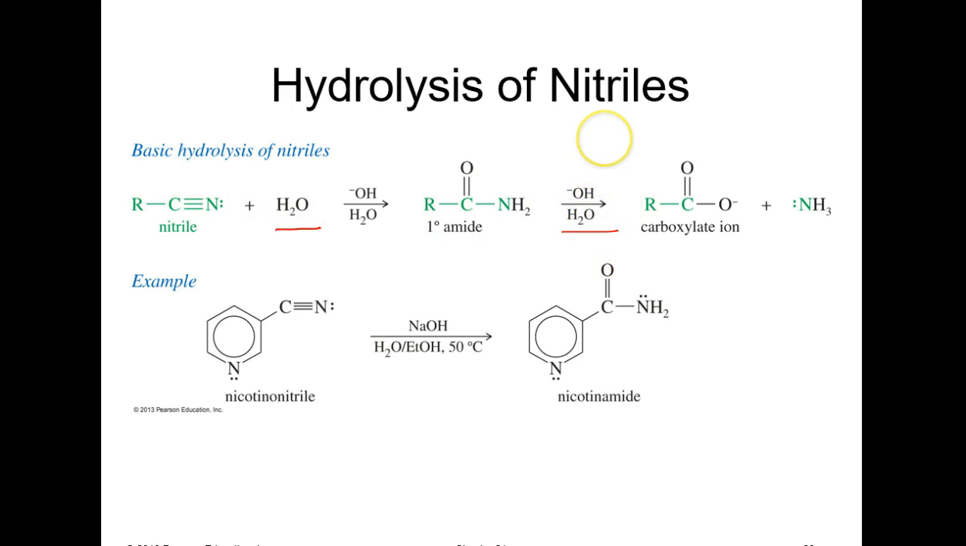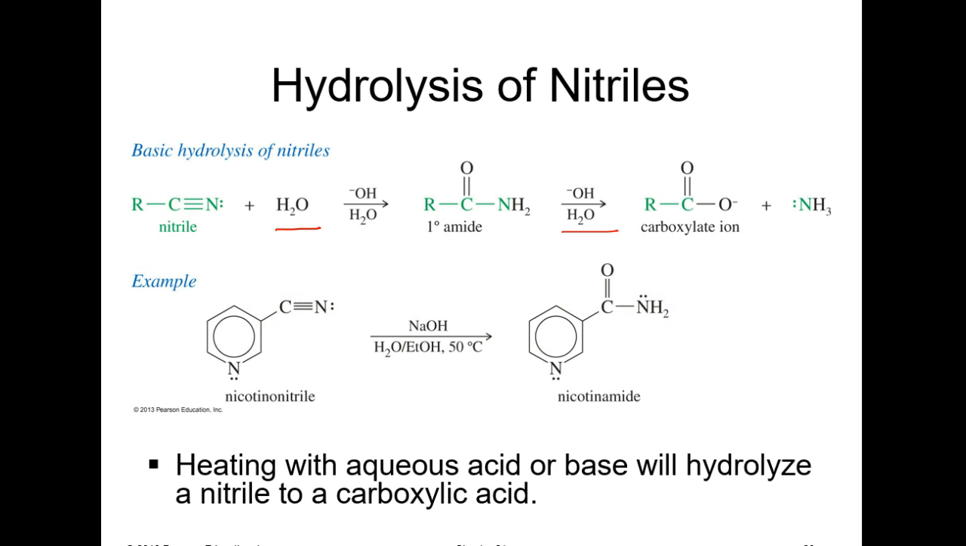You add two equivalents of base to it. Okay, so it just depends on how much base you're adding. If you add one equivalent, you can go from a nitrile to an amide. If you add more base, you can eventually go to the carboxylic acid. That's the hydrolysis. All right, heating with aqueous acid and base will hydrolyze the nitrile to a carboxylic acid. Okay, also to an amide.